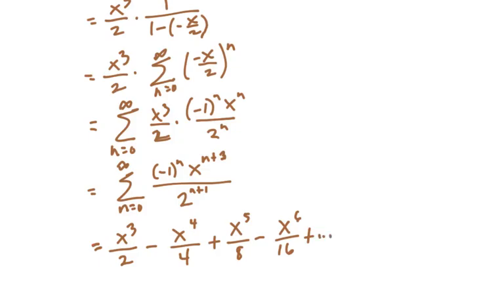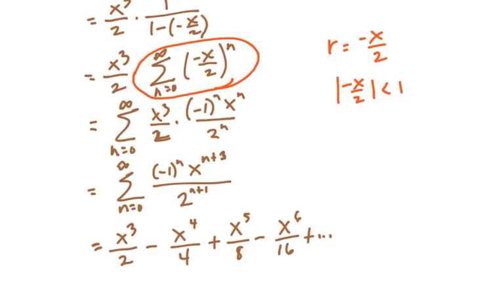Now we can go back up to this area and see that we have a geometric series. So we know that r equals negative x over 2. So we know that the absolute value of negative x over 2 is less than 1. So the absolute value of x is less than 2. So negative 2 to 2 is our interval of convergence, just like before. This is our interval of convergence.